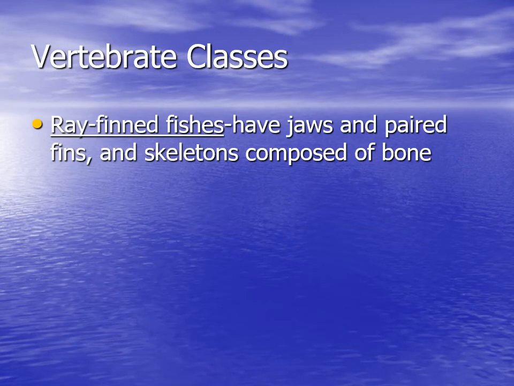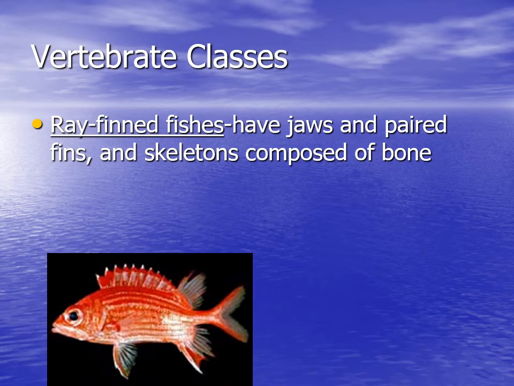Our next vertebrate class are the ray-finned fishes. So we're familiar with a lot of these because most of the fish in our area are ray-finned fish. They have jaws and they have paired fins, so fins that actually occur in pairs, and they have skeletons composed of bone. Their fins are made up of rays of little bones, so each fin has a whole bunch of bones, almost like spines in them, that stretch out that fin. So the ray-finned fish, that's what distinguishes them.